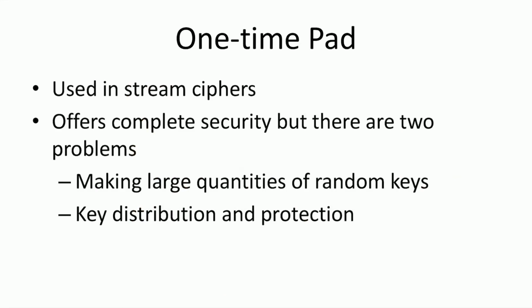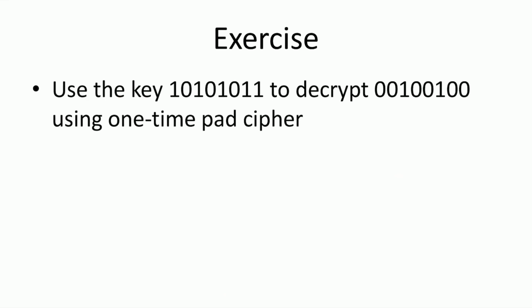The one-time pad cipher offers complete security, but in practice has two fundamental difficulties. One is the problem of making large quantities of random keys, because every message is supposed to have a unique key. And then there is the problem of key distribution and protection, where for every message to be sent, a key of equal length is needed by both the sender and the receiver. Alright, so pause here and complete this exercise.